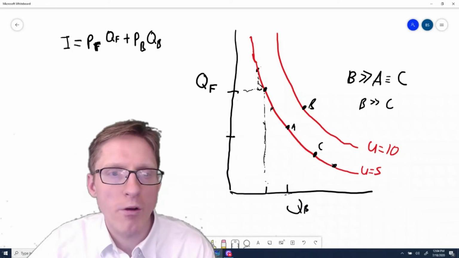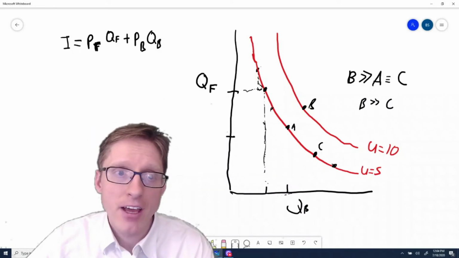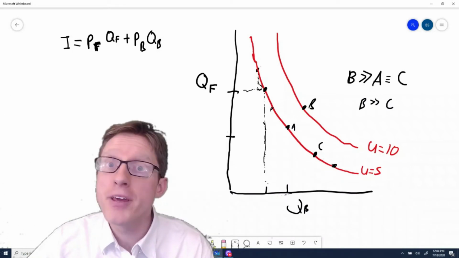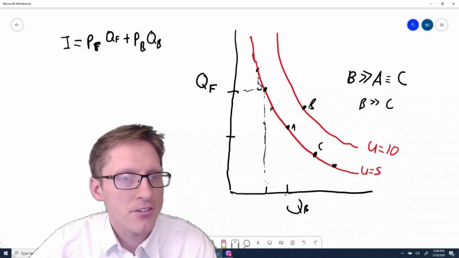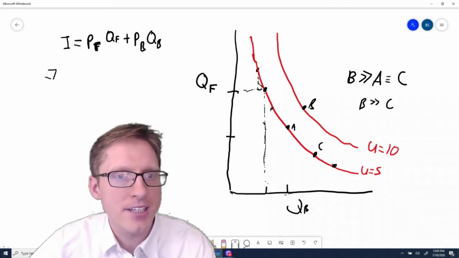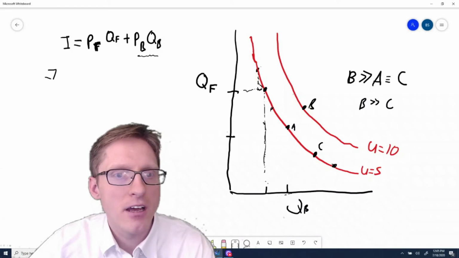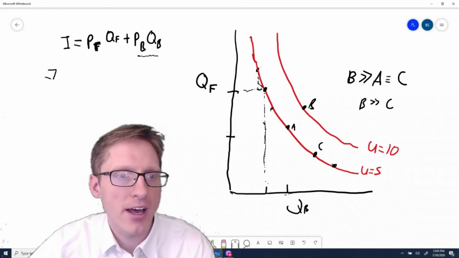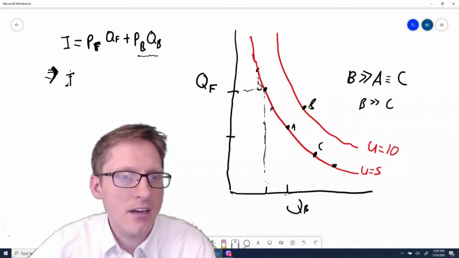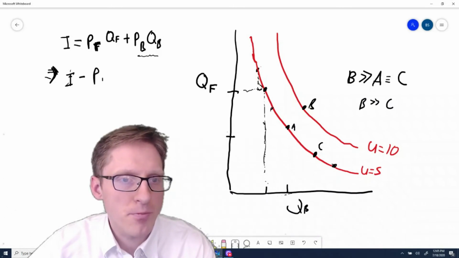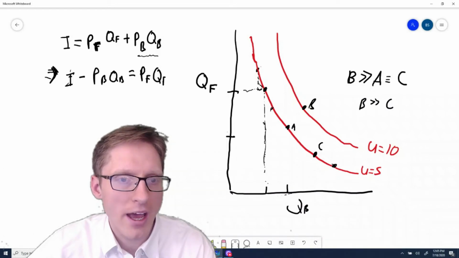And now what we're going to do, so we can actually plot it on this graph, is we want the variable which is on the vertical axis of this graph, QF, to be the dependent variable. So we're going to rearrange it. So let's subtract the price of B times the quantity of B from both sides. And that's going to give us that income minus price of B times the quantity of B is equal to PF times QF.